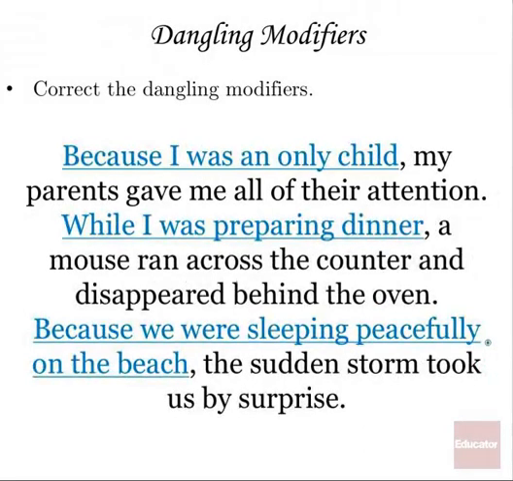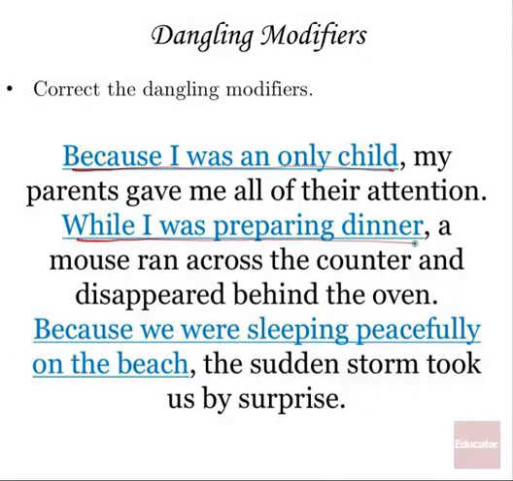All right. The problem with the first sentence was, growing up an only child, my parents gave me all of their attention. Well, how would my parents grow up an only child? That would be only one only child, and most people have at least two parents biologically. So we change it to, because I was an only child, my parents gave me all of their attention.